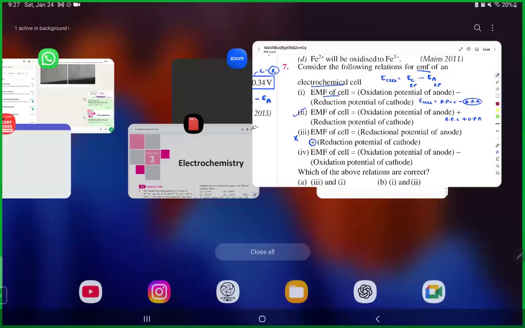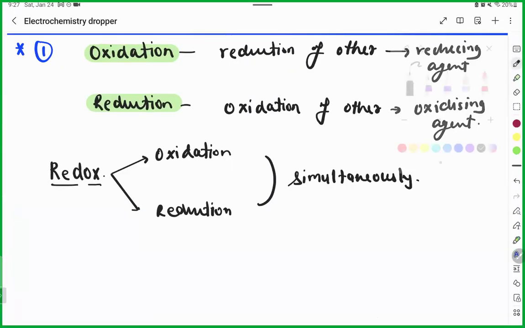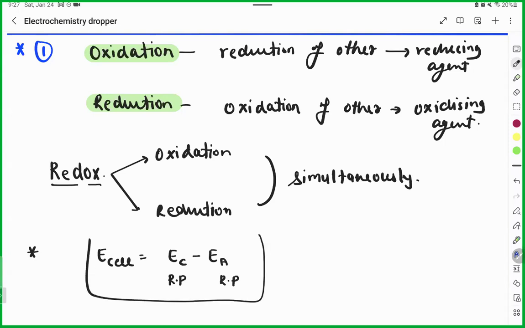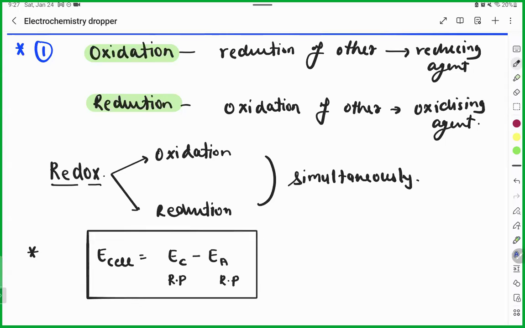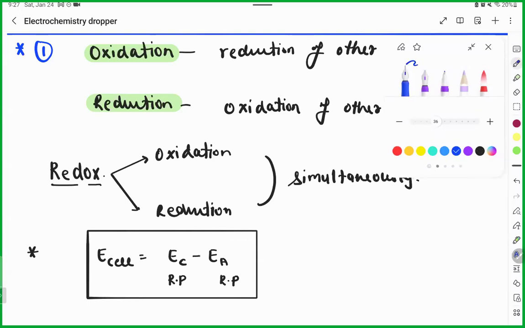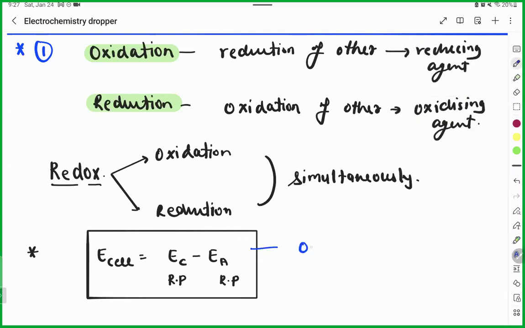Remember this rule. I've been telling you, and I told you that you will understand through questions. The EMF of the cell is equal to the EMF of the cathode minus the EMF of the anode, in reduction potential only. Only reduction potential. And if somebody gives you a question related to oxidation potential, then the oxidation potential value will be the negative of the reduction potential.